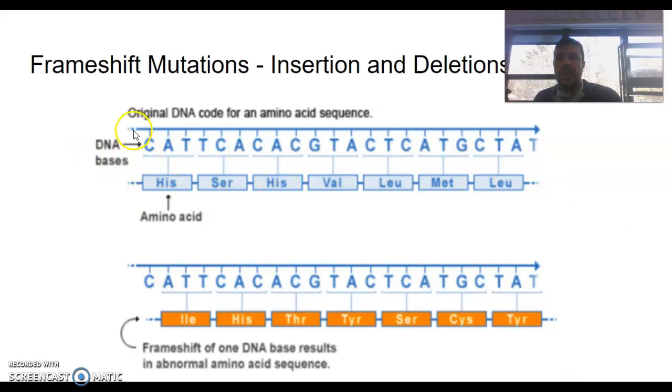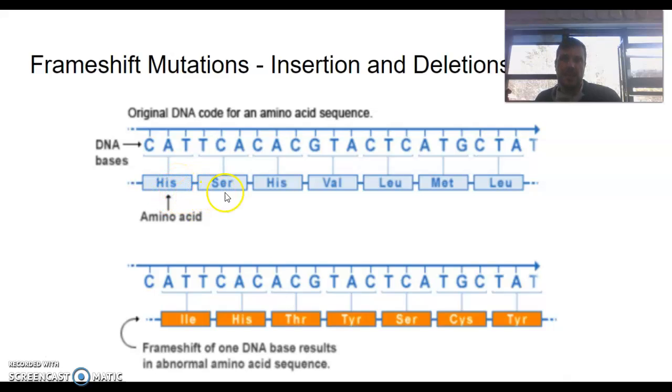Okay, we also can have frameshift mutations. In this case, here's our original DNA, CATTCA. They've skipped the step here of going to mRNA, and they're just going directly to the amino acid language.